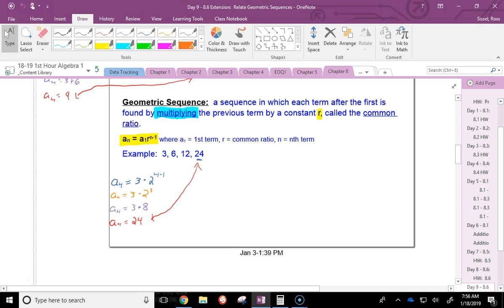2 to the third power equals 8. So I'd have 3 times 8. 3 times 8 is 24. So the fourth term should be 24. And I see that it is.